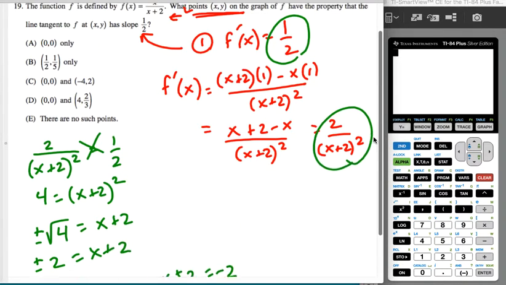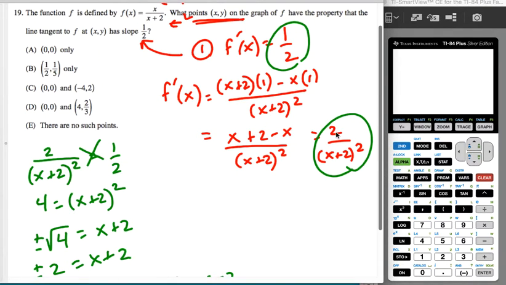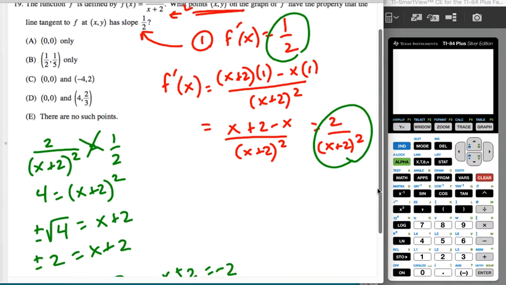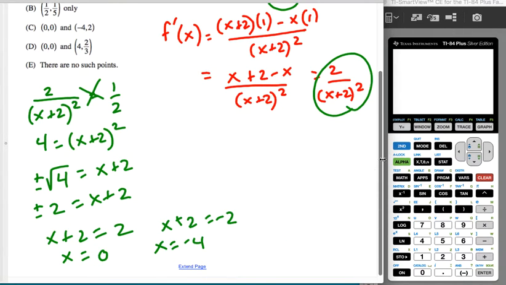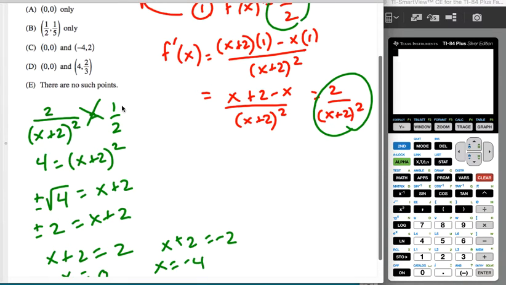And you can go back up and see what happens, but sure enough, if you plug those values in, since this is squared, if I plug in a 0, I get 2 squared, which is 4. If I plug in a negative 4, I get negative 2 squared, which is 4. So I get two possible answers. So I get 0 and negative 4, which means that there's a solid chance it's answer C. And that was the entire trick.